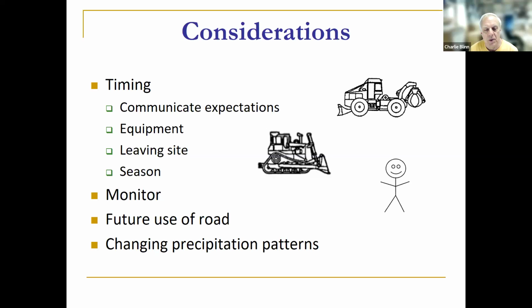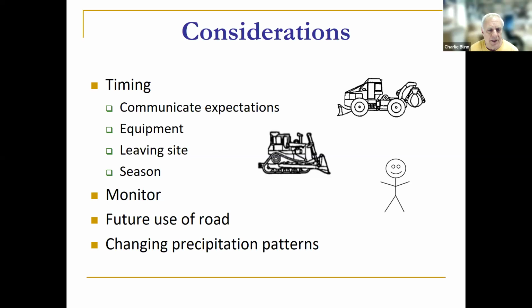Beyond timing, you want to think about monitoring. Monitor the site during active operations to make sure that erosion is not happening and that you're minimizing that. But also as you drive around, look at other job sites and see what erosion control options have been installed and how effective they are. Think about future use of the road too. If you're going to be getting back in that area soon, perhaps you don't want to spend a lot of effort into putting road closure options in there if they're going to be taken out very quickly.